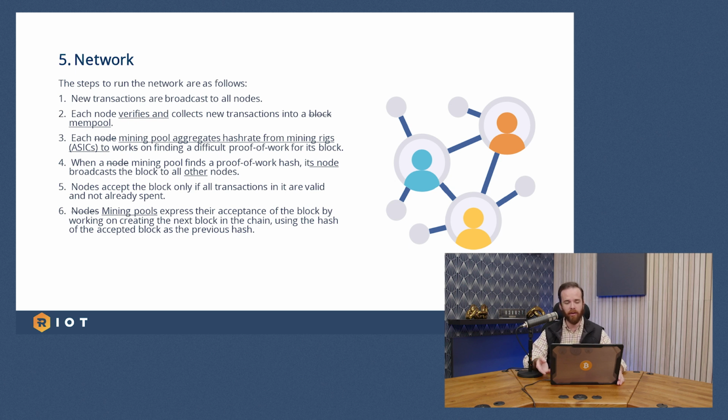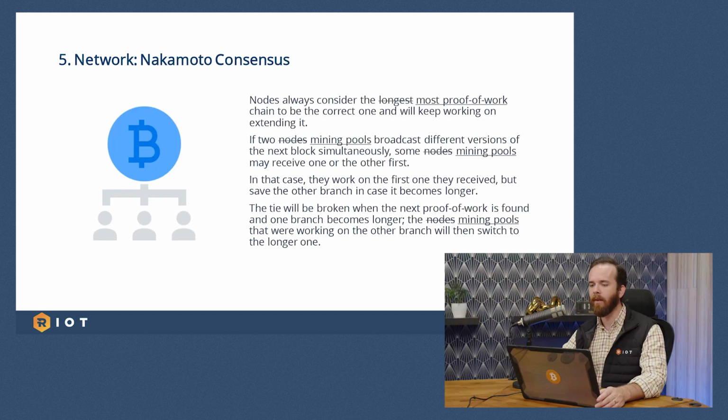Now, I would also note here that the nodes express their acceptance of the block by updating the ledger that they're maintaining. And then if they don't accept the block, they can reject that block and not update the ledger and wait for a valid block. Nodes always consider the most proof of work chain to be the correct one and will keep working on extending it. This in the academic literature is described as the Nakamoto consensus rule.